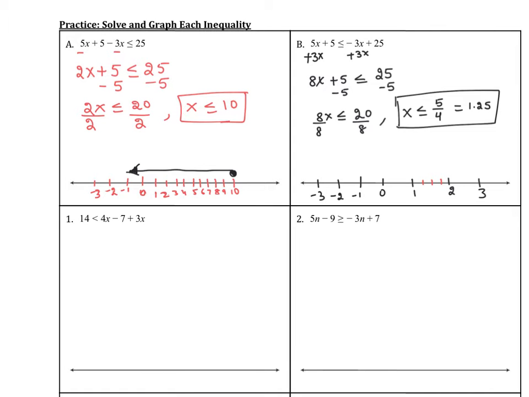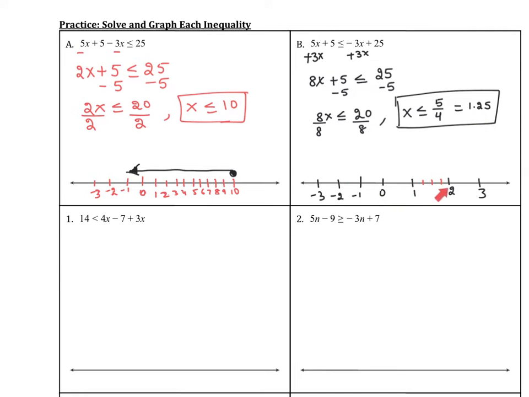For letter B, you're going to add 3x on both sides, so you get 8x plus 5 less than or equal to 25. Subtract 5 on both sides, you get 8x less than or equal to 20. Divide by 8, you get 20 over 8, which can be reduced to 5 over 4. To turn that into a decimal, 5 divided by 4 would be 1.25.